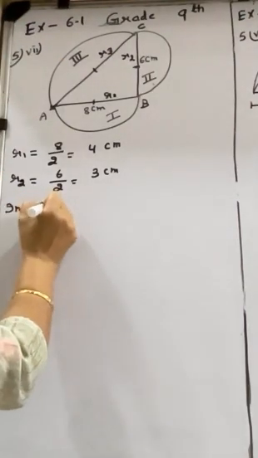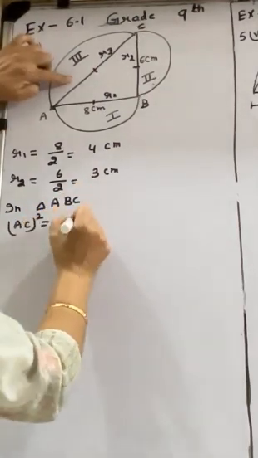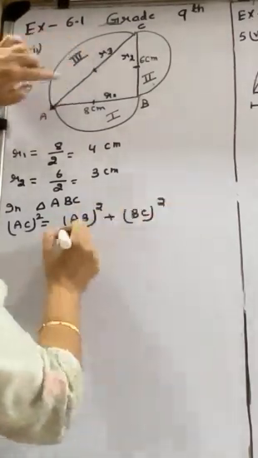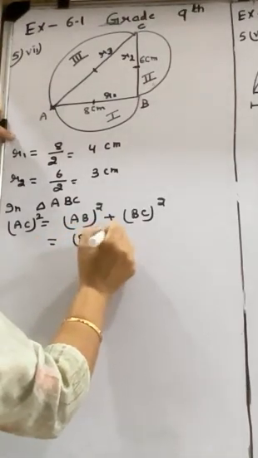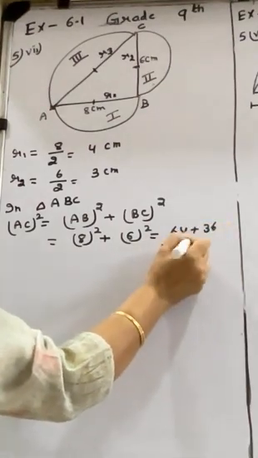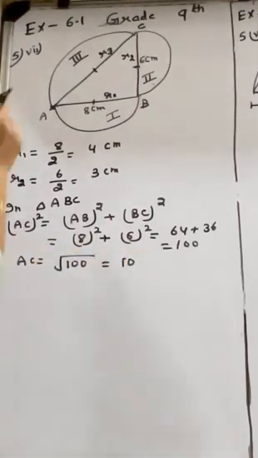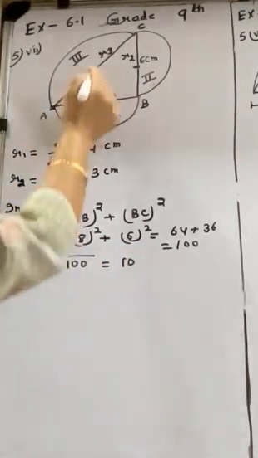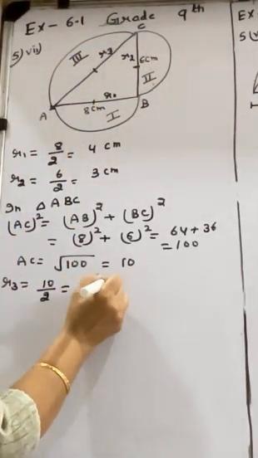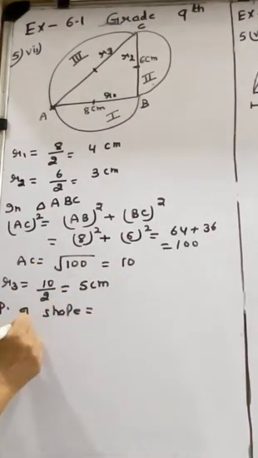So in triangle ABC, we will use the Pythagoras theorem. AC whole square, this is the hypotenuse, will be AB whole square plus BC whole square. AB is what? 8 whole square. BC is what? 6 square. So 64 plus 36, you will get 100. So the value of AC is the square root of 100 and it will become 10. So what will be the third radius? Because this 10 is a diameter, AC is a diameter. So 10 by 2, how much will you get? 5 centimeter.